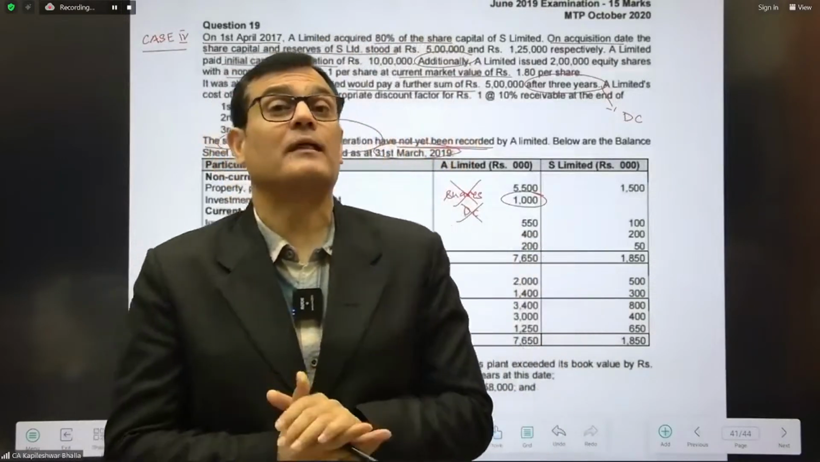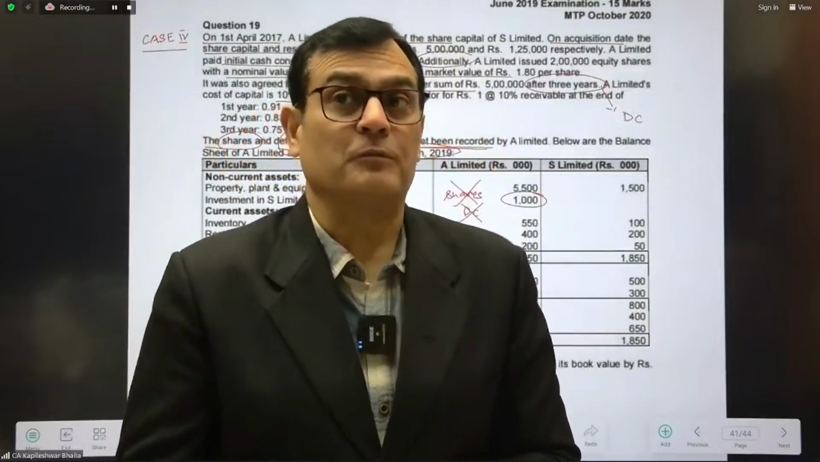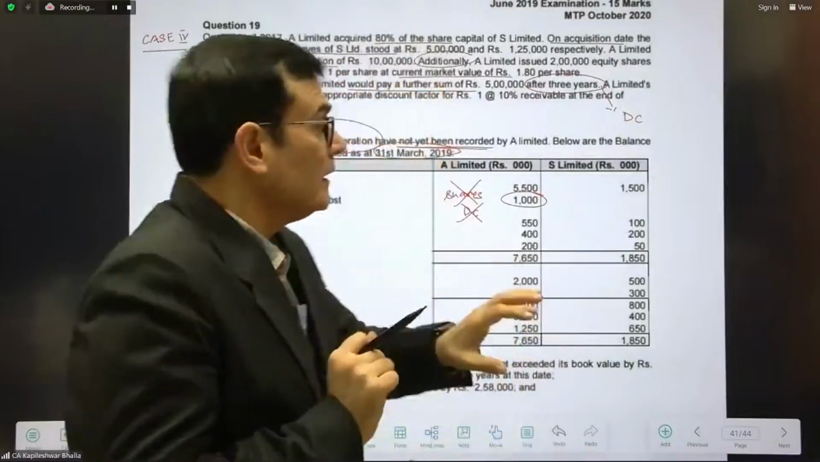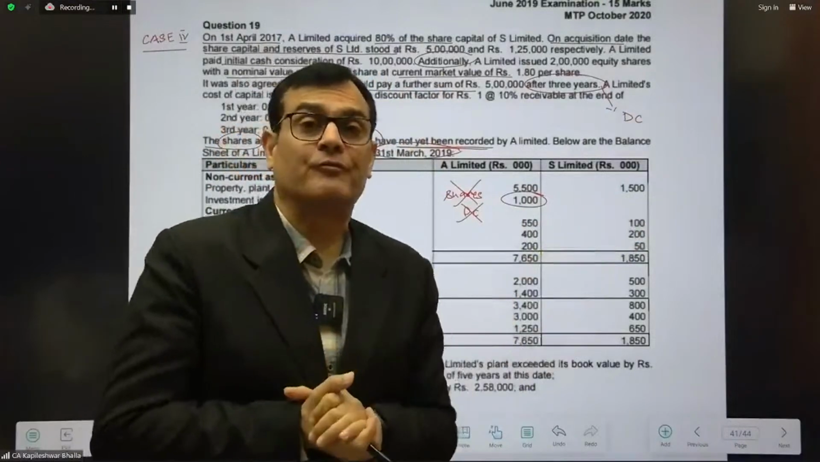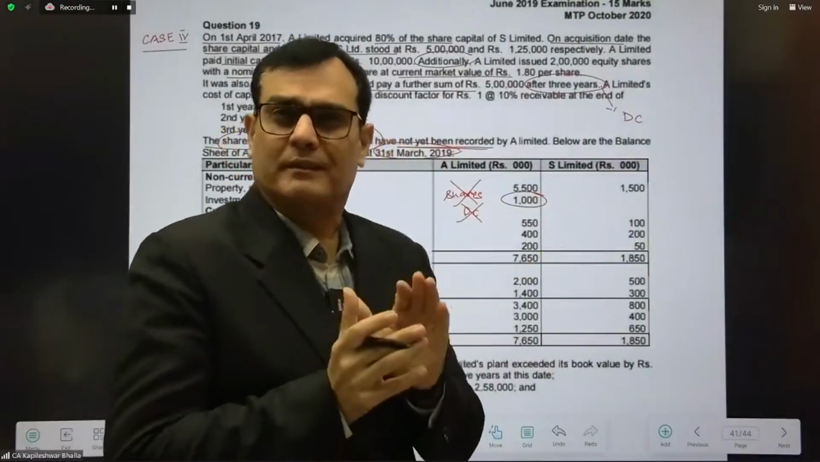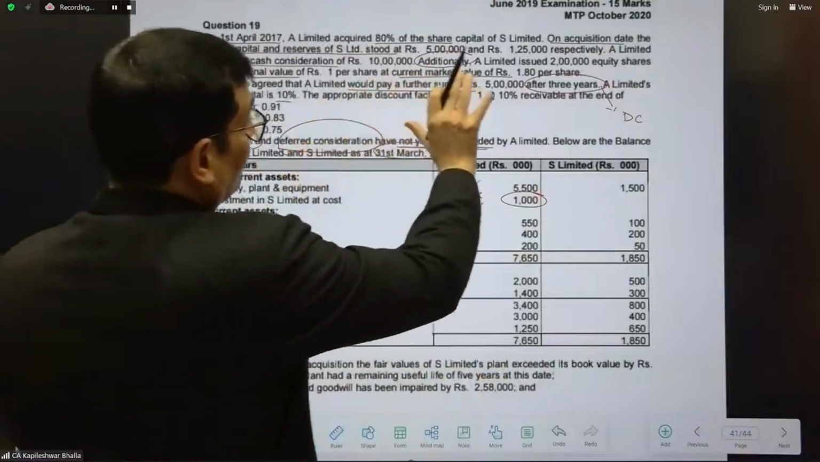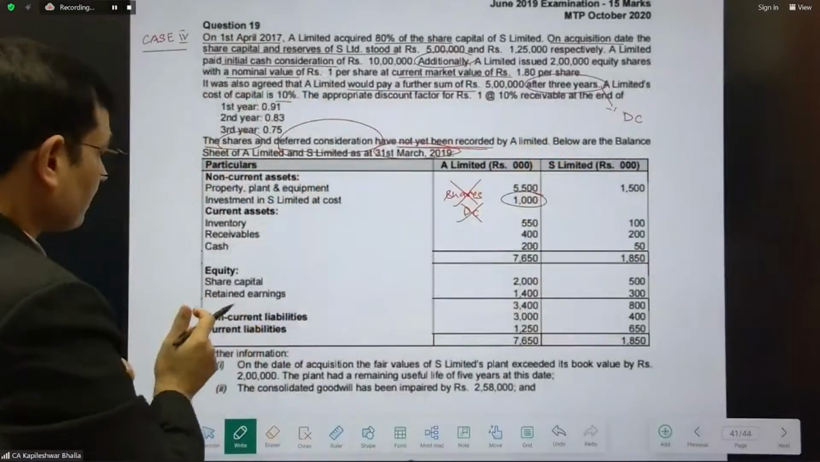I would say that before you start the question, please make an extract balance sheet. It is a case of omission, and if it is a case of omission, it would be more logical that before you proceed with the question, you make an extract balance sheet, incorporate the missing information which is not yet recorded, and then proceed. That's what I'm going to do. So that doesn't become a part of the consolidation adjustments, but it's a case of omissions.